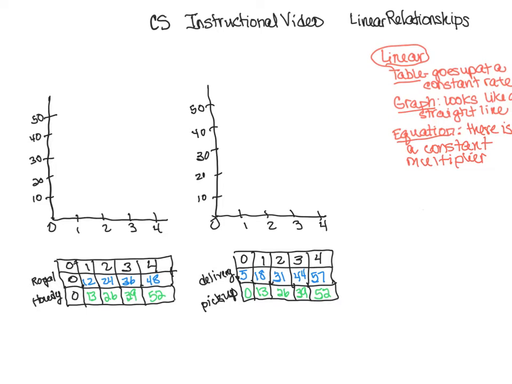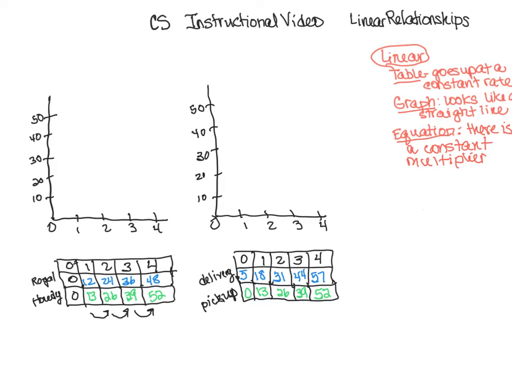That means that in the table, every time I'm going up, I go up by 13, I go up by 13, I go up by 13. Or on the top, I go up by 12, I go up by 12, I go up by 12. Every time I add 1, I'm increasing the other value by the same amount.